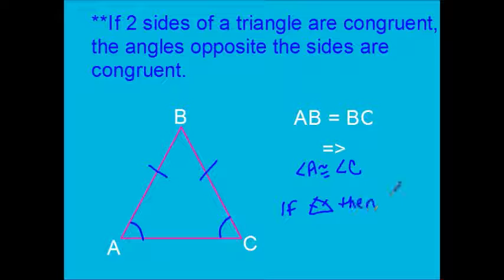Now, a shorthand way of writing this theorem is going to be: if sides, then angles. And that's going to be our shorthand for this theorem right here. If we know the sides are congruent, then we know the angles are congruent.